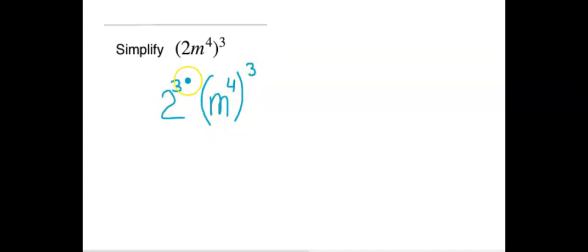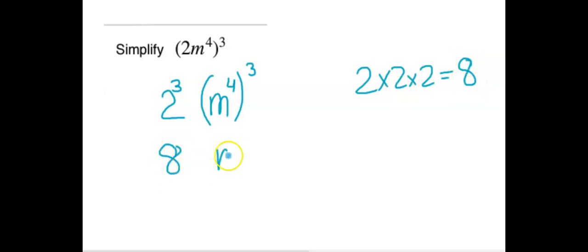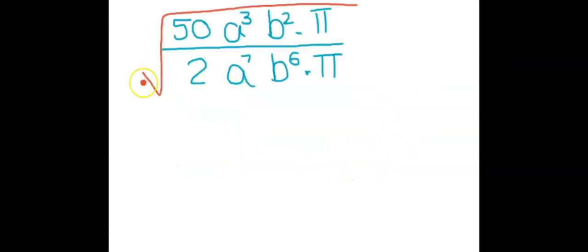So 2 to the power 3 is 2 times 2 times 2. 2 times 2 is 4, 4 times 2 is 8, so that's the 8. So that will become an 8. M. Now 4 times 3. 4 times 3 is 12, and that will be your answer.